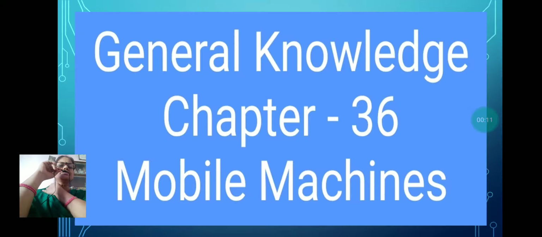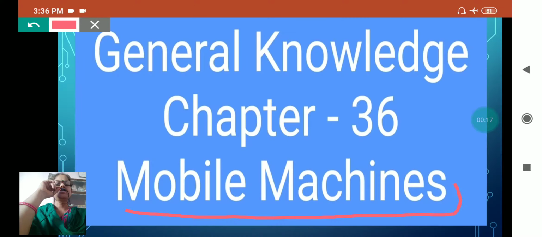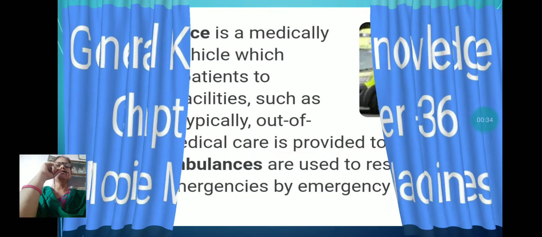This is your GK class, chapter 36, and the heading is Mobile Machines. Mobile machines are the machines which are movable, meaning we can carry them from one place to another. In this chapter, you will see different types of vehicles, almost only vehicles, which we move.